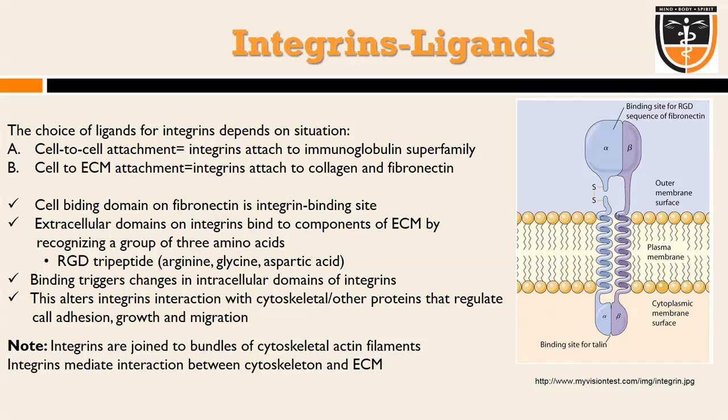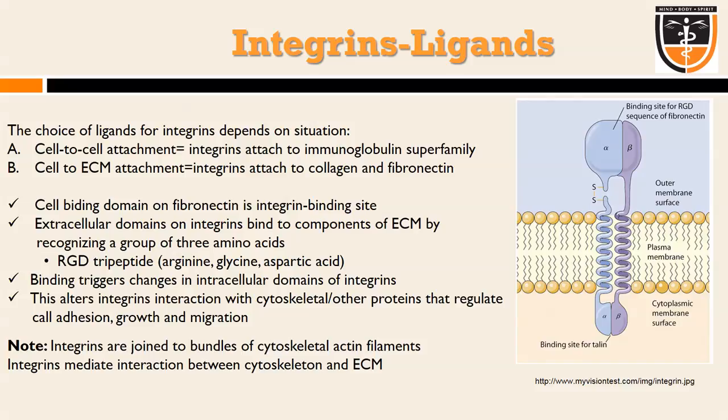So here is an integrin, and we see it here. It goes through the membrane, has an extracellular domain, an intracellular domain, and a transmembrane domain. So where do these integrins bind? It actually depends on the situation. In cell-to-cell attachments, integrins will bind to the immunoglobulin superfamily. Remember the one previous that we said looks very much like immunoglobulin, like immune cells, on the surface of the cells? While in cell-to-extracellular matrix attachment, they will bind to collagen and fibronectin that is all outside, forming that extracellular matrix.